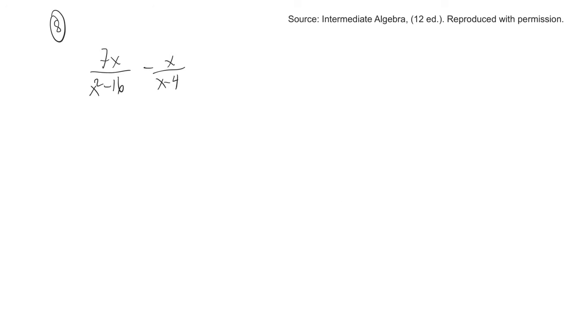They say simplify this, so they just have to subtract. If you don't have an equation, then you can't use the I hate fraction rule. So you have to find a common denominator. First off, let's factor this first one. Minus x over x minus 4.